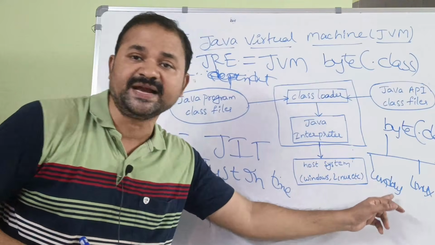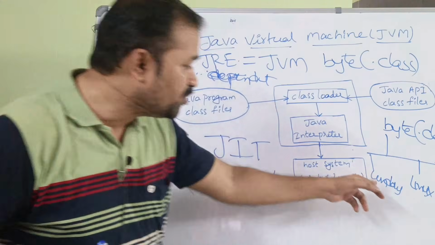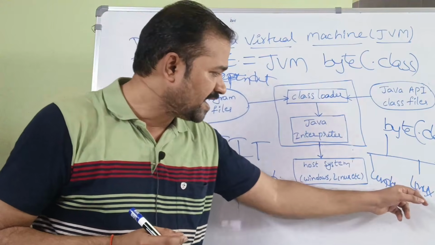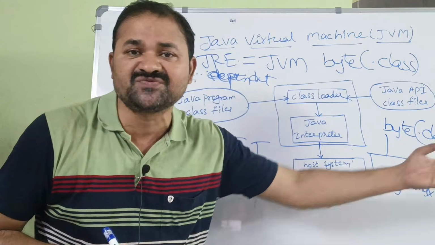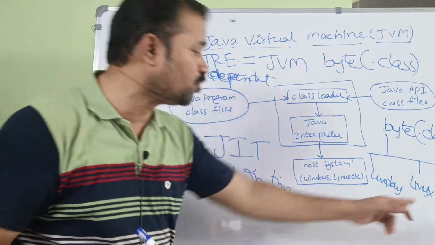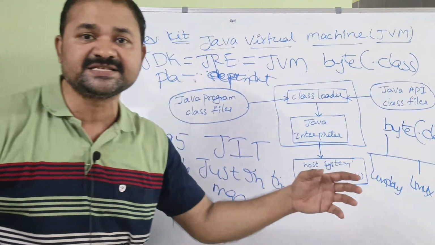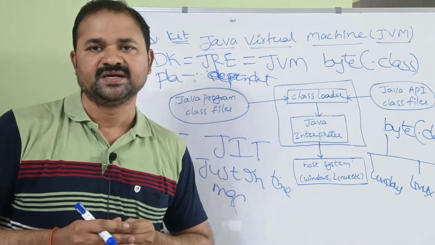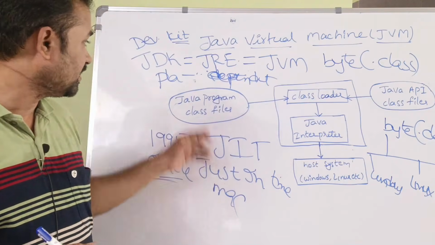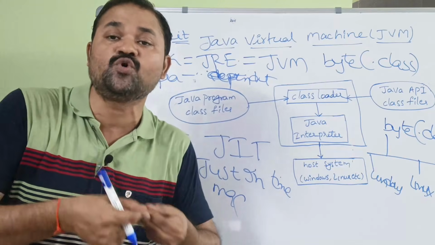So here Windows operating system has its own JVM, Windows JVM. Windows JVM executes the corresponding bytecode. Likewise, Linux operating system has its own JVM, Linux JVM. It executes the corresponding bytecode. Next, let us take Mac operating system. Mac operating system has its own JVM. It executes the corresponding bytecode. So here the point is, JVM is platform dependent. Each operating system has its own JVM.